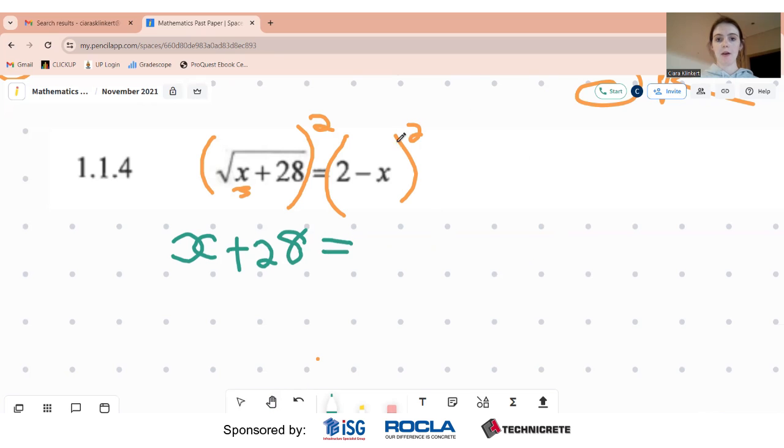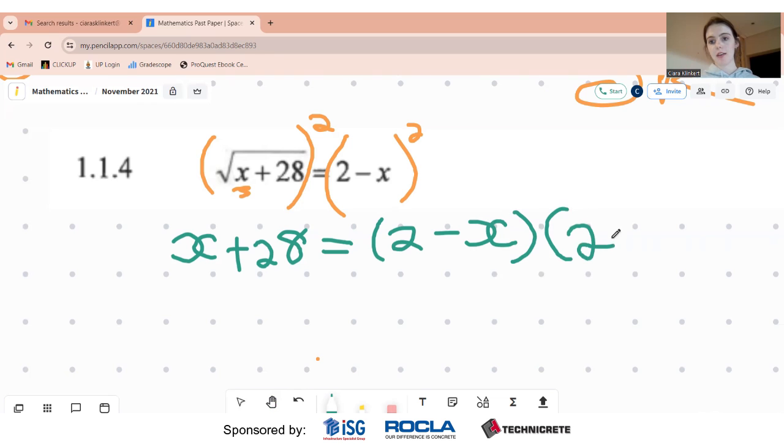Then on this side, I need to square, but I need to FOIL because it's a bracket squared. So to avoid making any computational errors, I'm going to write this out like this. At the end of the day, it's a test or an examination, so you want to make sure that you don't make any silly maths mistakes. Now I'm going to FOIL the right-hand side.